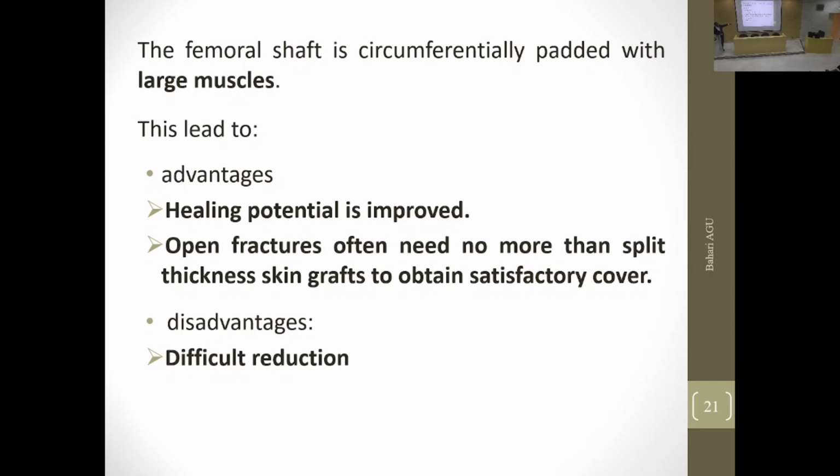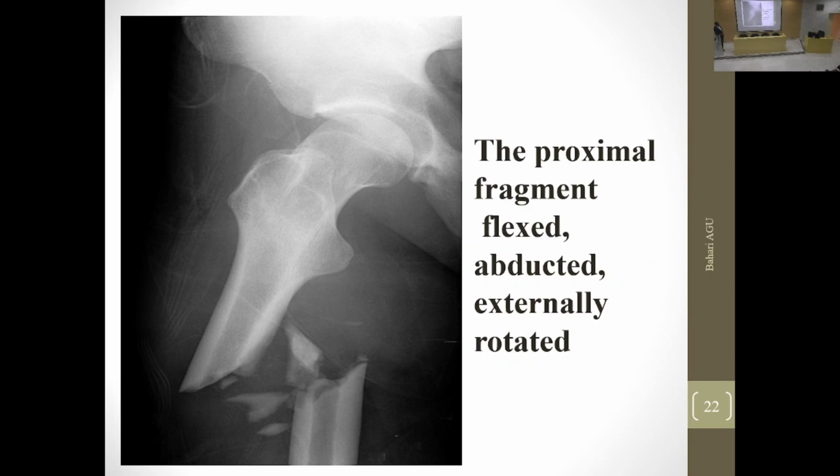But the disadvantage is that surgical reduction of the two ends of the bone will be difficult because of the influence of the muscles on the fragments of bone. Look here, this is the proximal fragment flexed. You see the proximal fragment is flexed and abducted and externally rotated.